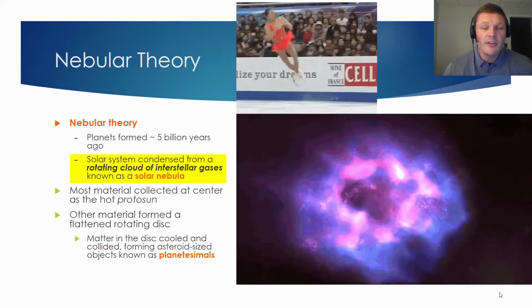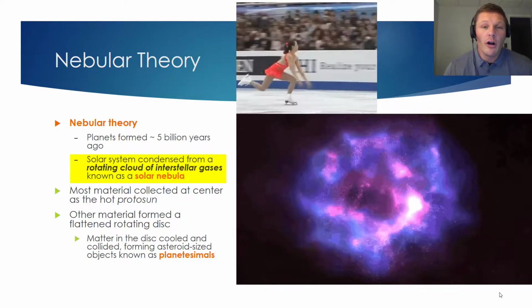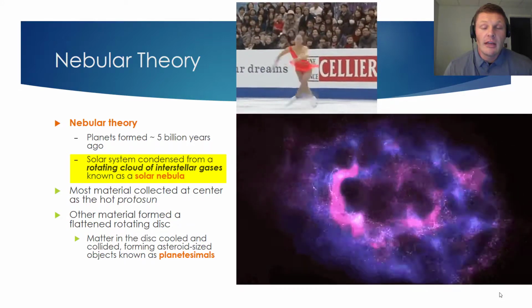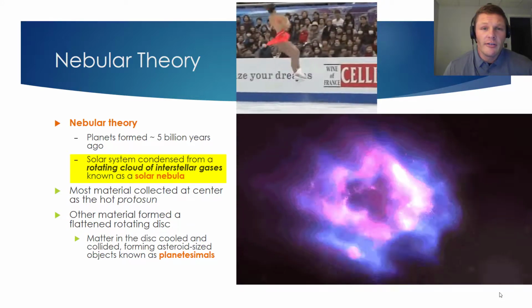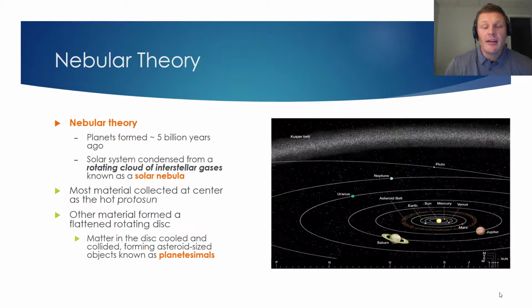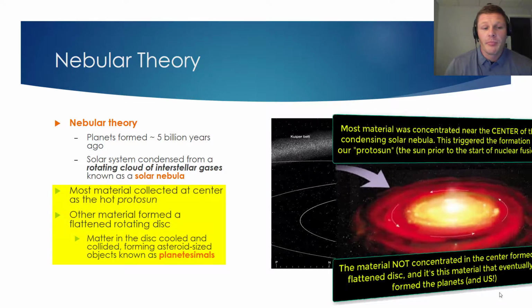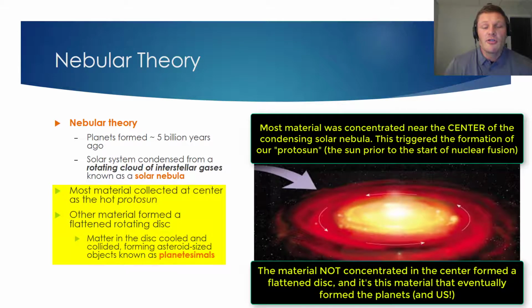In fact, we see this very same phenomenon when ice skaters pull their arms in towards their bodies. In doing so, their spin rate will increase. Now with that contracting cloud of gas and dust, most of the material collected at the center and formed what's known as a Proto Sun. The Proto Sun is basically the sun just before nuclear fusion starts.